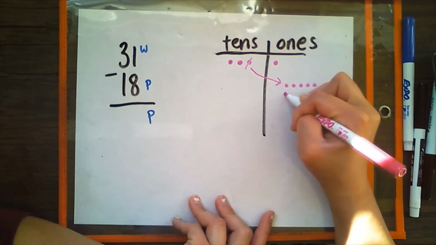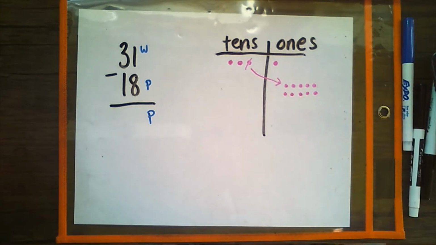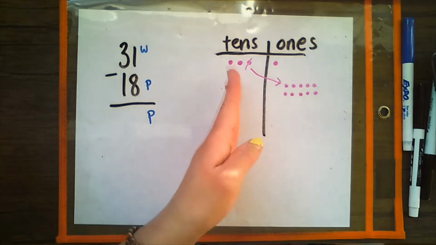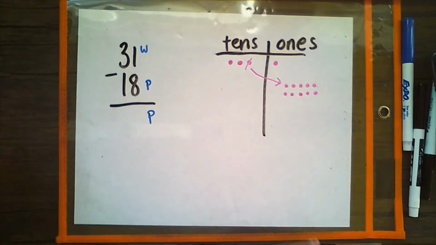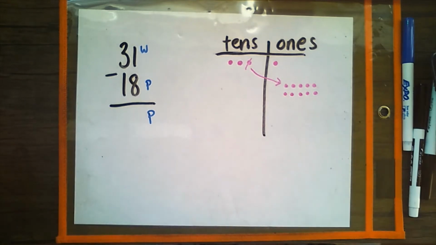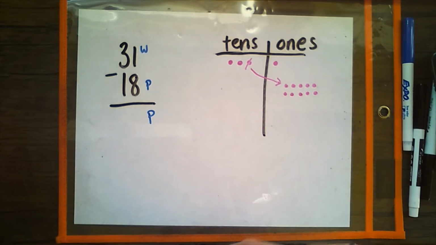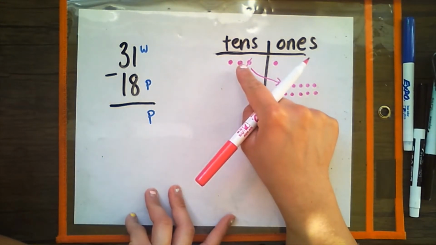Don't forget to set that up in 5 groups. Again, that's really important. That's a skill we have to keep remembering to practice. Whatever we do with the chips, we also have to do on our vertical form here, or our vertical model. How many tens do I have now? Great, I have 2.